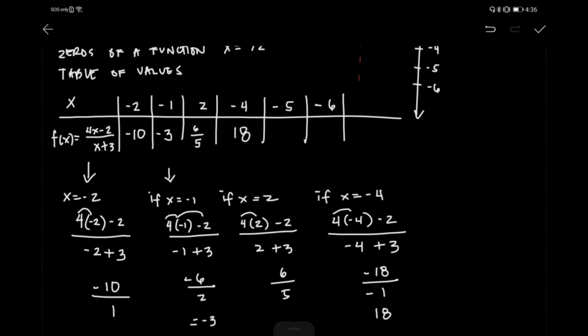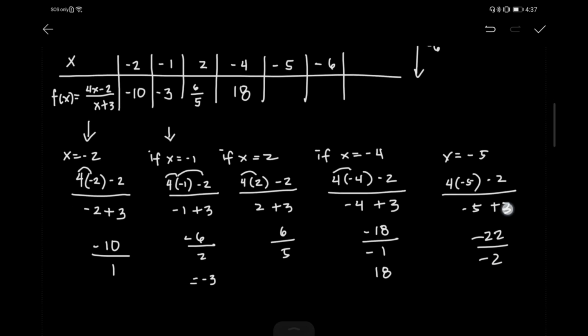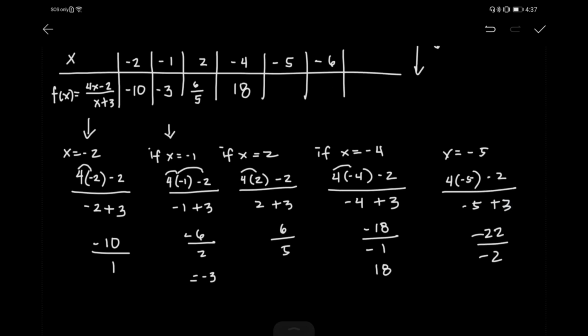How about negative 5? If x natin is equal to negative 5, so 4 times negative 5, then minus 2 all over negative 5 plus 3. So we have here negative 20, negative 22 all over negative 2. So this is equivalent to positive 11. So we have here positive 11.